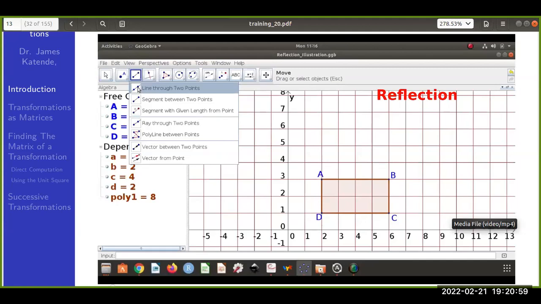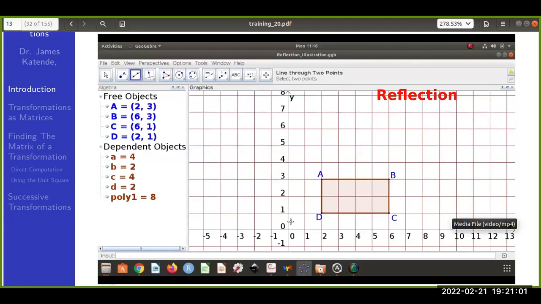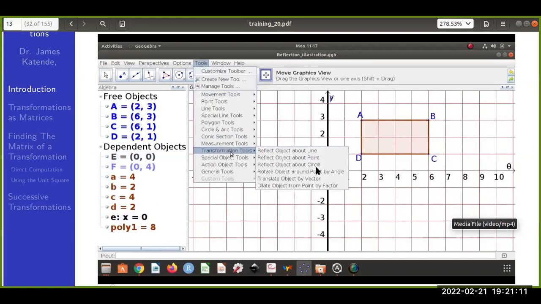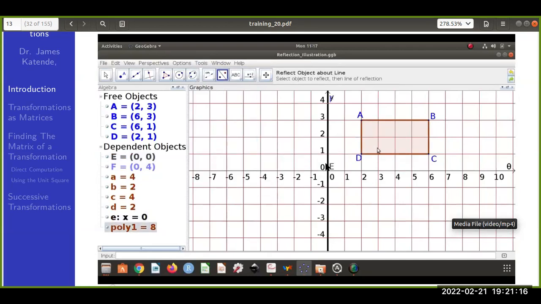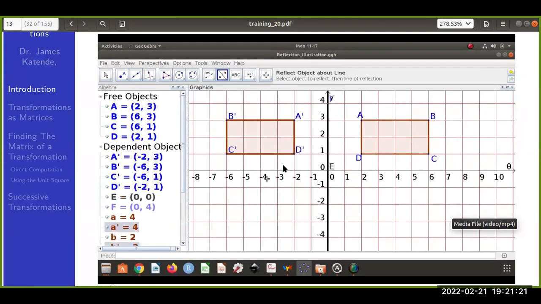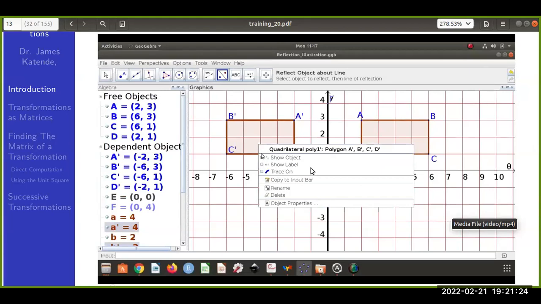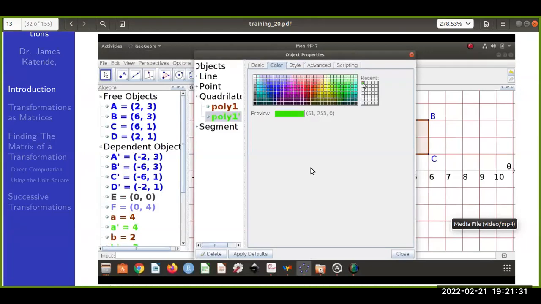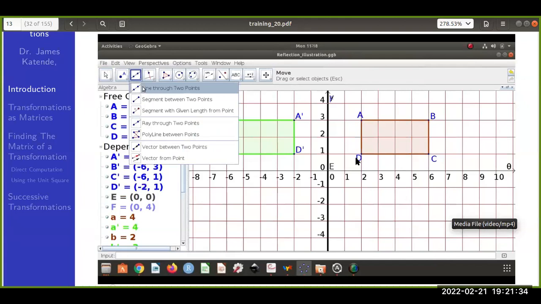So we have the object. Now we set up the line of reflection. The first one we shall look at is the y-axis. To do the reflection, simply pick the transformation tools, reflect about the line. Then you select the object and click on the line, and you get the image. The reflection does not change the size. We can change the color of the image so that we can distinguish it from the original.